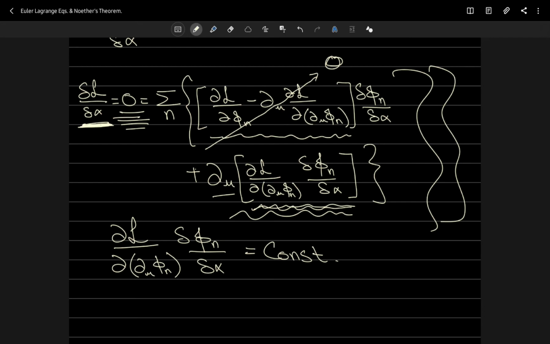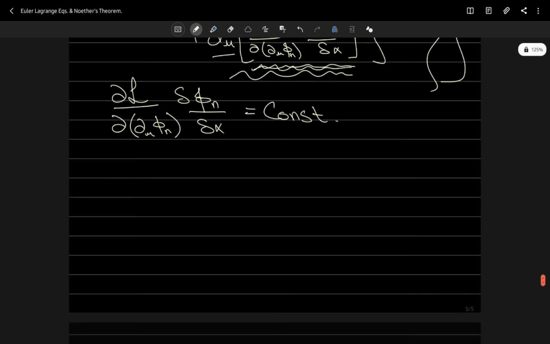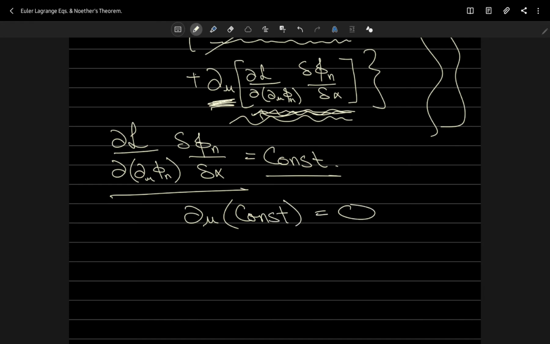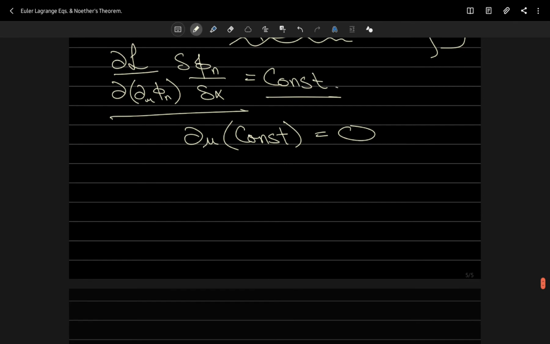Okay, so what I can write down over here is that partial mu of this thing, which is a constant, is equal to 0. And this just implies the conservation. So instead of calling it a constant, let's call it some j mu. And this j mu would be our conserved current then. So this thing is equal to 0.